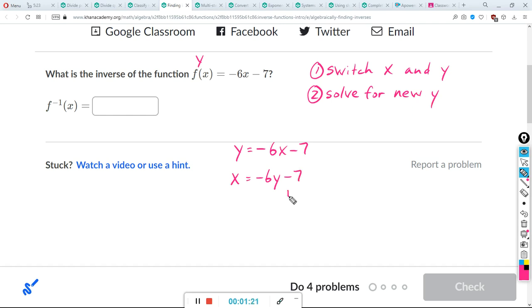I'm going to add 7 to both sides. X plus 7. Bring down the equal sign. Bring down the negative 6y. And negative 7 plus 7 just cancels. Solving for y, we have to divide both sides by negative 6. The negative 6's cancel, and we have y equals x plus 7 over negative 6.